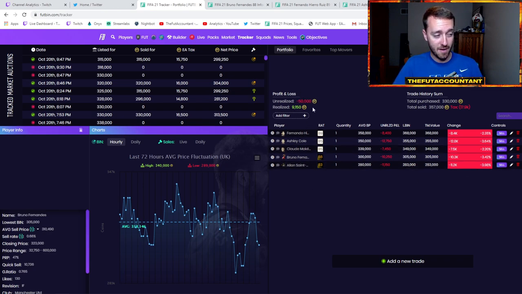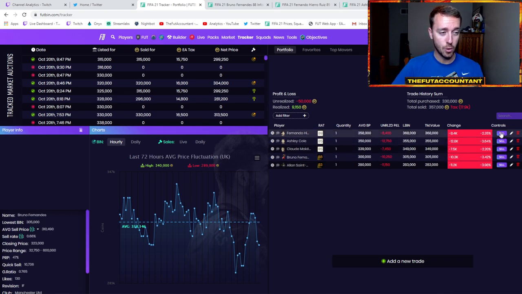It'll update your profit and loss, which, unrealized profit means, at the moment I'm losing 8K on this price that I have typed in here for Fernando Hierro, because his 358,000 coins was my buy price. His lowest BIN is 368. So I haven't actually sold the card yet. So it's unrealized, right? That's what this number means. And then realized, this must be from something that I sold earlier that I was calculating.